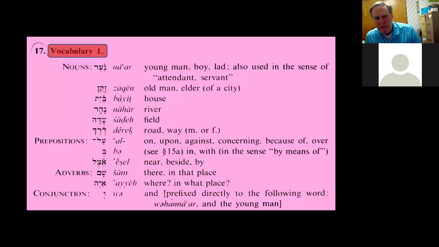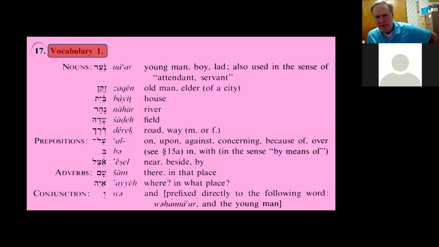So we've been doing vocabulary words for the first 3 chapters. Na'ar was the word for young man, or boy, or lad, or attendant, or servant. So everybody, what's the word? Again, at home, you can say it out loud. What's the word for young man, boy, or lad? Na'ar. Perfect. Old man or elder? Zakein. The word for house was bayit. Bayit. You can't go out selling a house, you gotta buy it.